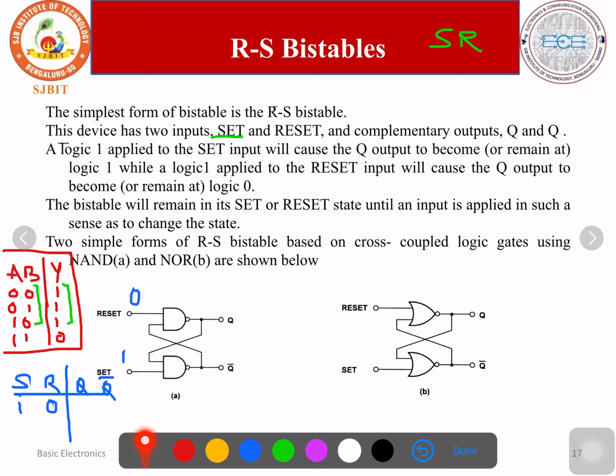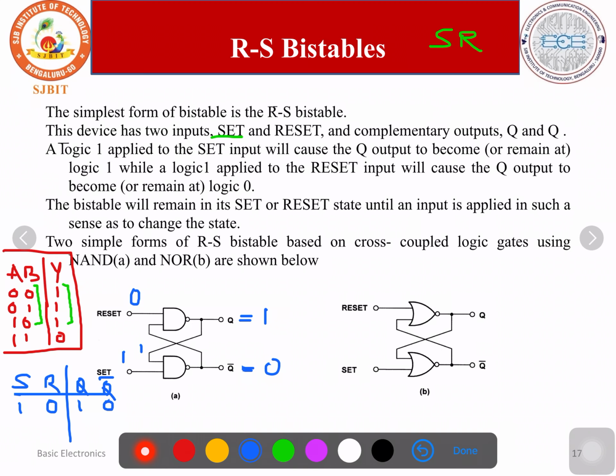Just now we learnt any one of the inputs is 0, the output is 1. Don't worry about the other input, the output just changes to 1. So here the output Q becomes 1. Then this 1 comes here. For this NAND gate, both the inputs are high, 1, 1, so the output becomes 0. So Q is equal to 1, Q bar is equal to 0.